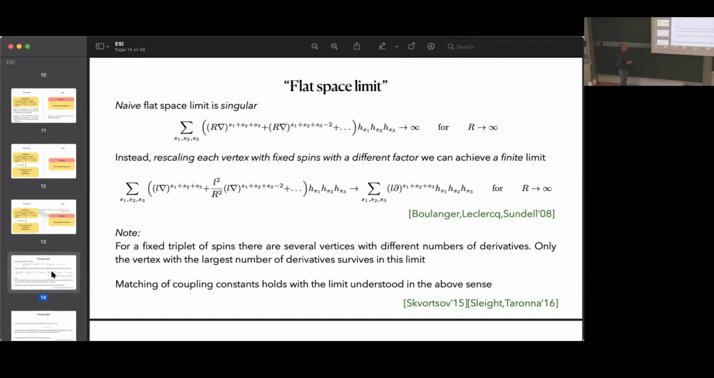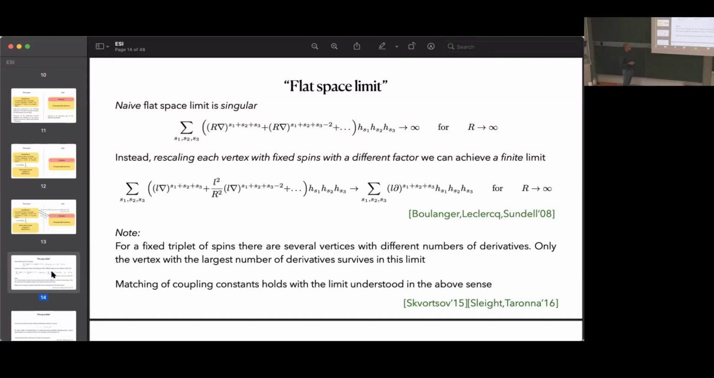Every term blows up. But you can do something different. It was first suggested here. You can take each vertex and rescale it with some overall factor. By this, you introduce this additional dimensional parameter L. So you just rescale each vertex separately with a different factor. And then you can see that if you take the flat space limit, just these terms disappear. Then covariant derivatives get replaced by partial derivatives, and you get a vertex which also turns out to be a consistent cubic vertex in flat space.